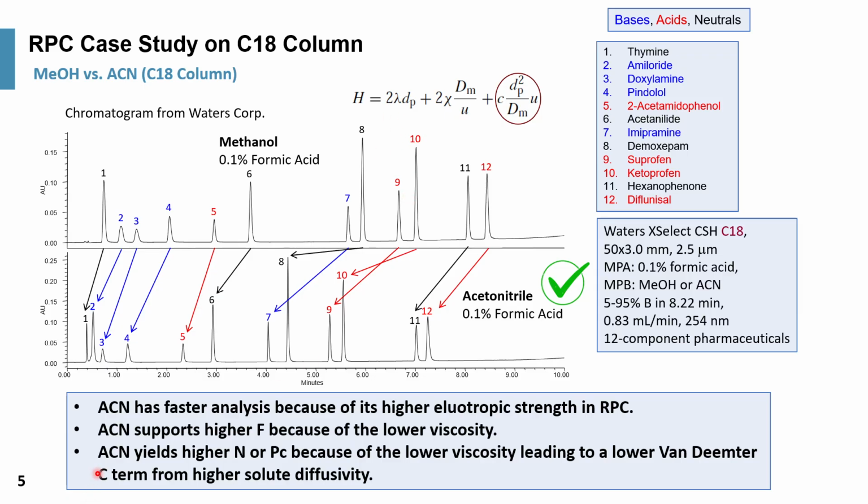So here's the third bullet point. Acetonitrile tends to give higher column efficiency or plate count N, or in terms of peak capacity, because of the lower viscosity, leading to a lower Van Deemter C term from higher solute or analyte diffusivity in the mobile phase.